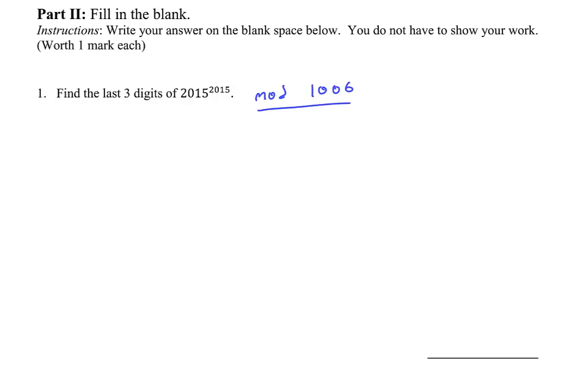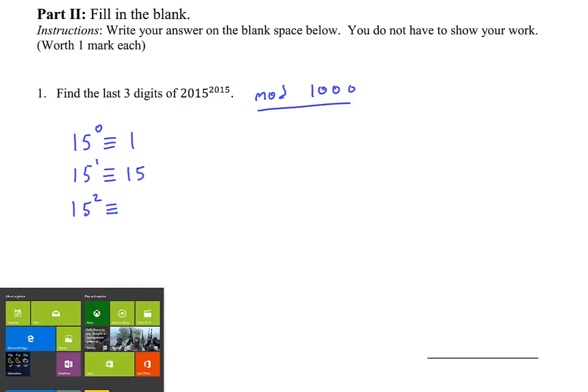So first up, what we want to do is reduce the base, 2015, in mod 1000. So that reduces to 15, right? We can take away two 1000s and we have 15. So we'll search for a nice pattern with powers of 15. So 15 to the power of 0 is 1. 15 to the power of 1 is 15. 15 to the power of 2. Well, it's kind of a big number. Let's use a calculator here.